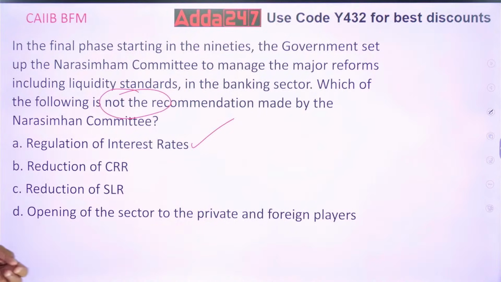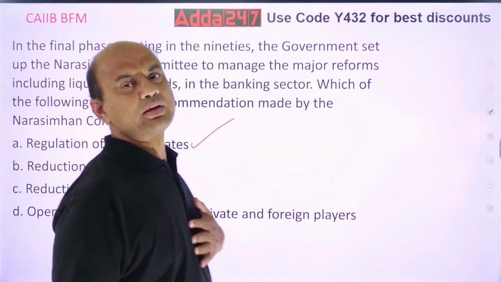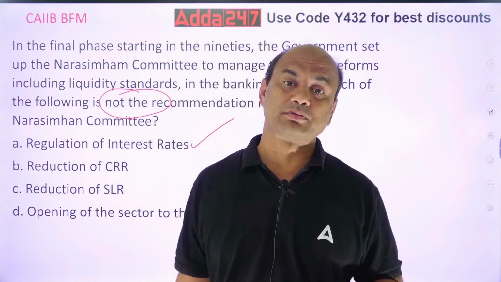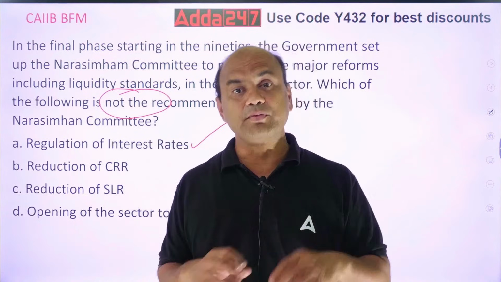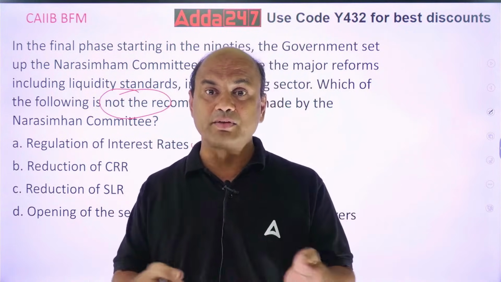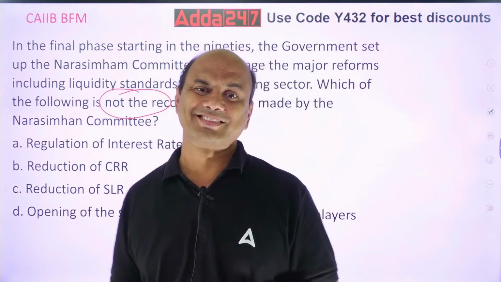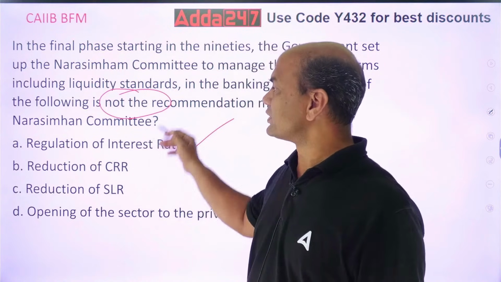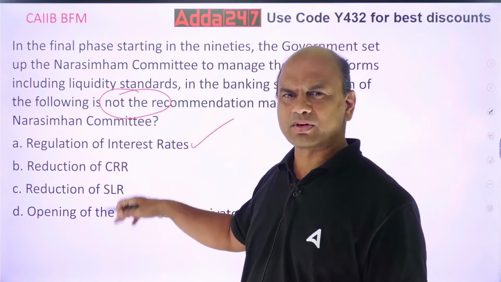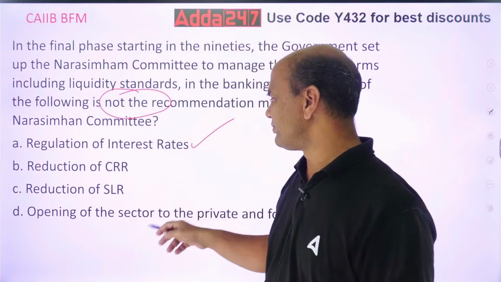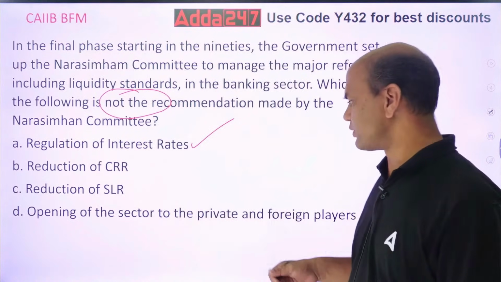Before that, banks were given the FD rates also by RBI. Loan rates were given, but FD rates also by RBI. Means RBI literally gave the loan rates and FD rates to the banks. So the Narasimham committee was against this, and this was not the recommendation. The remaining three were the recommendation: reduction in CRR, SLR, and opening of the sector for private banks.